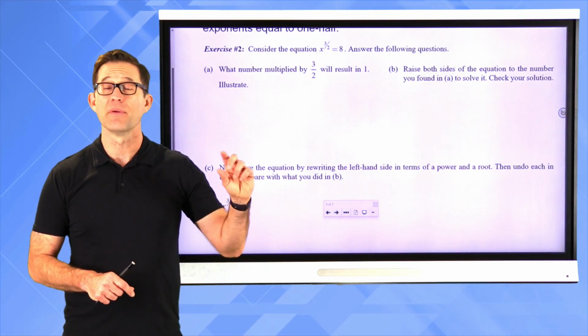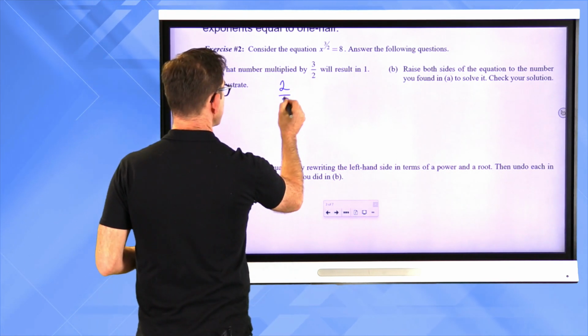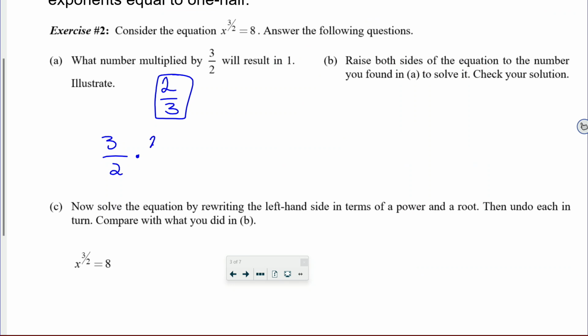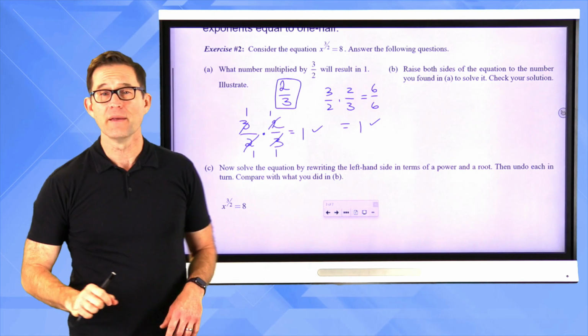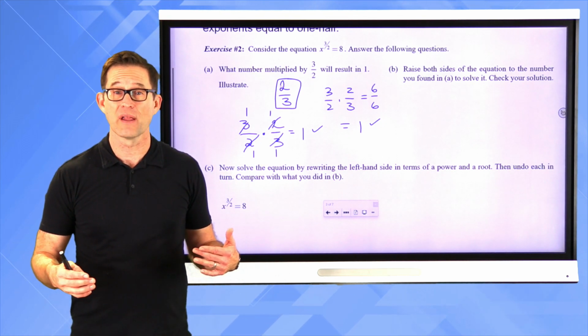Well, the answer is going to be its reciprocal, right? So the answer to this question is 2/3. And it's really simple, right? If I have 3/2 times 2/3, I could either think about it as cross-multiplying and just being left with a bunch of 1s, or I could think of it as if I do 3/2 times 2/3 and I multiply their tops and bottoms, I get 6/6, which is also equal to 1. Okay, now this is really going to be the key to solving equations that have fractional exponents.